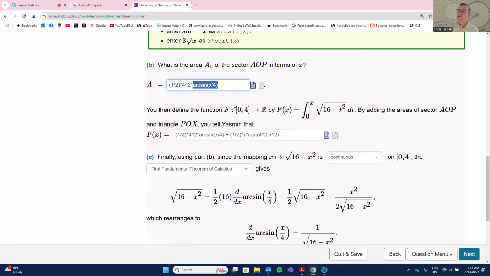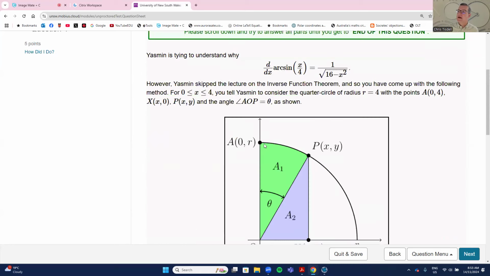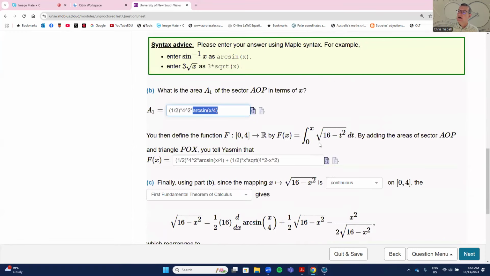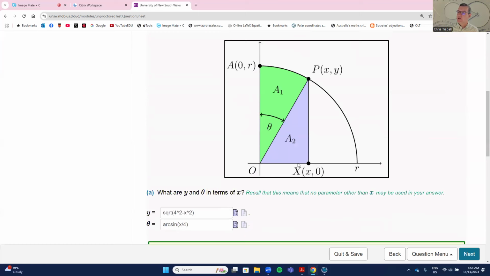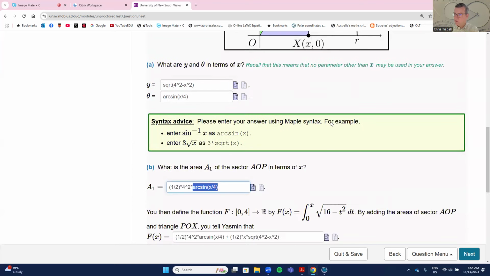All right, you then define a function via this integral. Now, this integral is basically the area in the quarter circle, or the quarter disk, if you like, from here up to x. Sorry, let me say that again. The area here will be A1 plus A2. It's not necessarily the whole quarter disk.